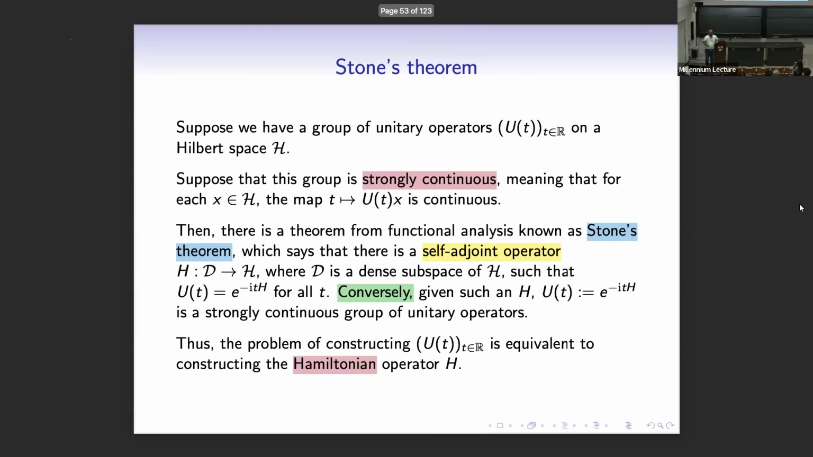Okay. So the problem of constructing U_T is equivalent to constructing this Hamiltonian operator H. So how do you construct this Hamiltonian? This is where we go back to the path integral setting.